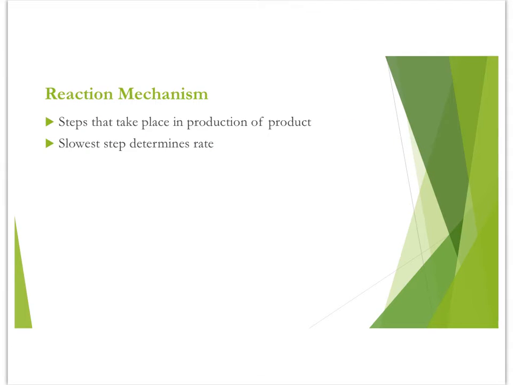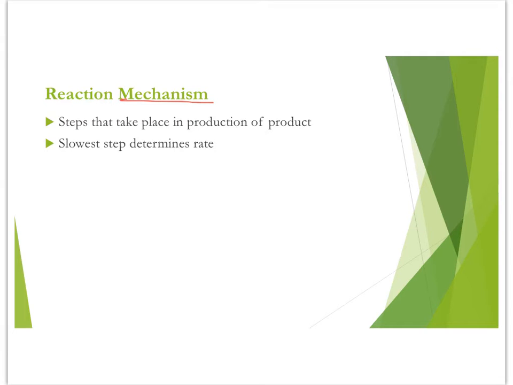So when a chemical reaction takes place, it's usually not a one-step process, it's a multi-step process. We call that the reaction mechanism. It's like step 1, step 2, step 3. When you're going through these step-by-step processes, some of the steps are fast and some are slow. The slow step is the one that determines the rate.